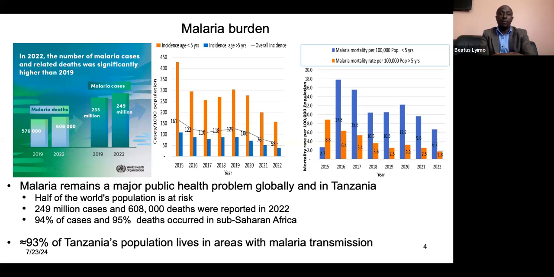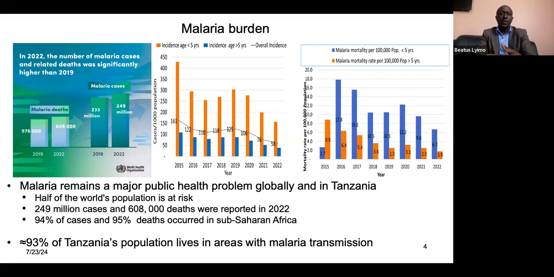From the WHO report 2023, it still shows that malaria is a very high burden. When we compare malaria deaths and cases from 2019 and 2022, you can see that both cases and deaths keep rising. When we compare the cases per 1,000 population and 100,000 population, you can still see the problem is there. And you can see that for under 5s, the incidence and the deaths are still very high, which is important to know so that we can increase our effort.